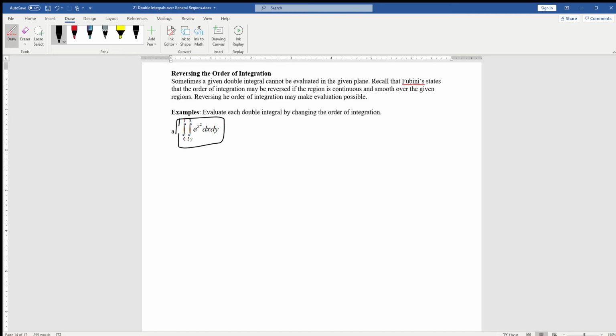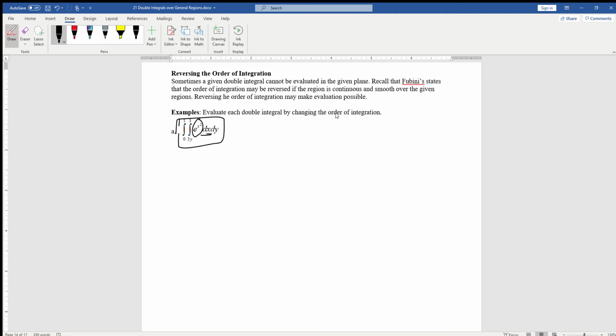I want you to notice that initially this is a type 2 double integral. Notice that we are going from left to right because dx is the first in the order of integration. So what we'd like to do is flip it around and make it into a type 1. And I want you to notice why we can't evaluate it. We have this e to the x squared, and we know that e to the x squared does not have a basic antiderivative.